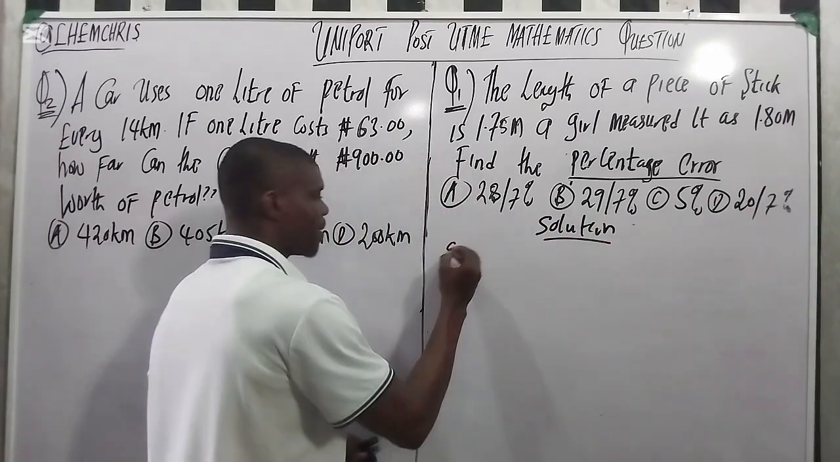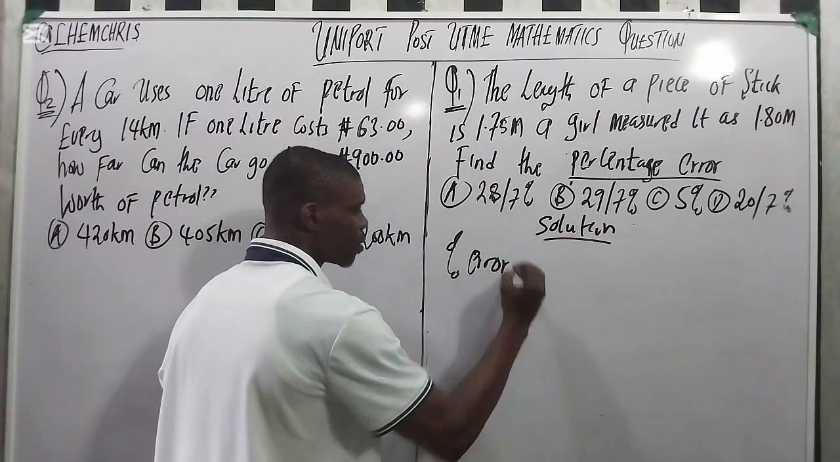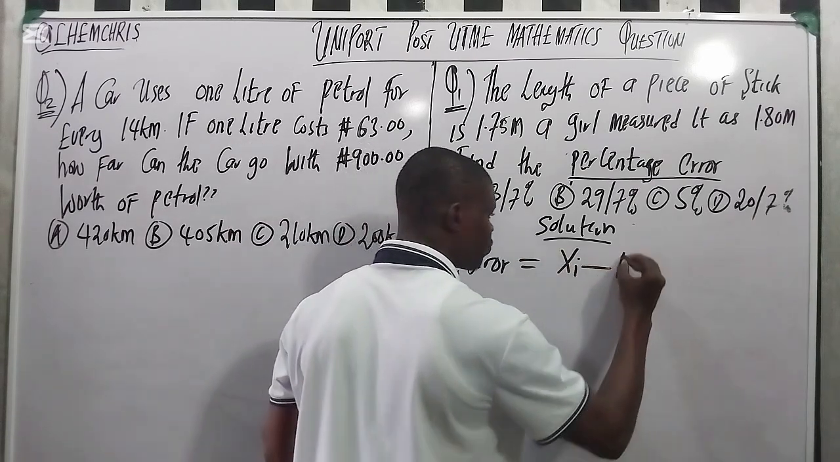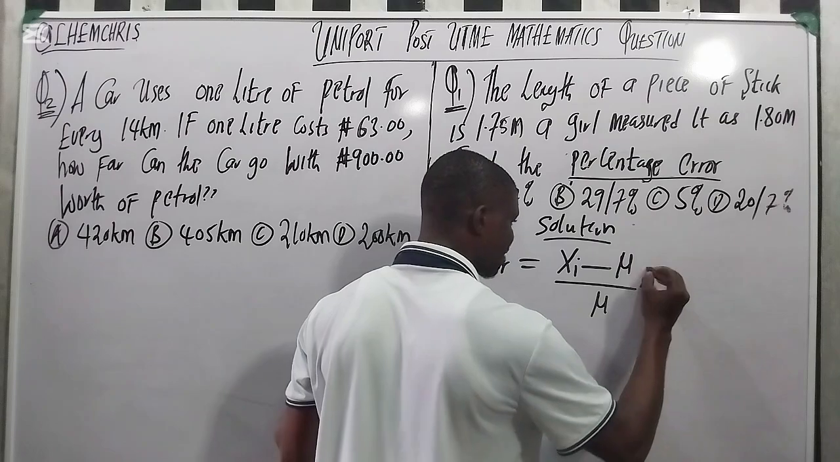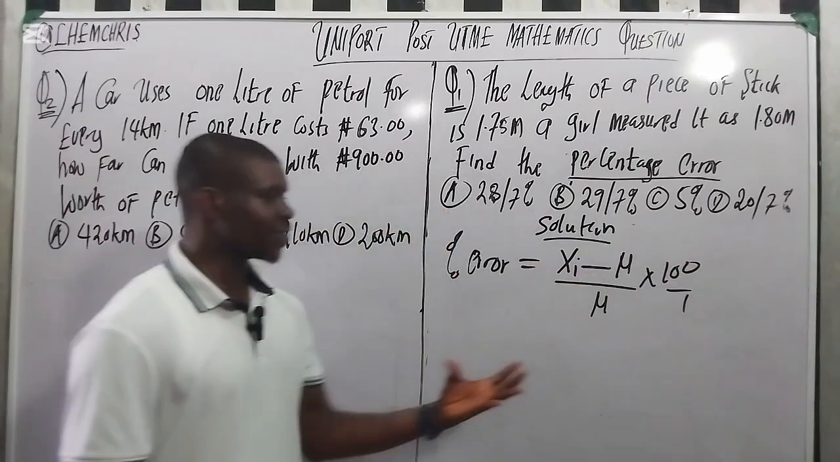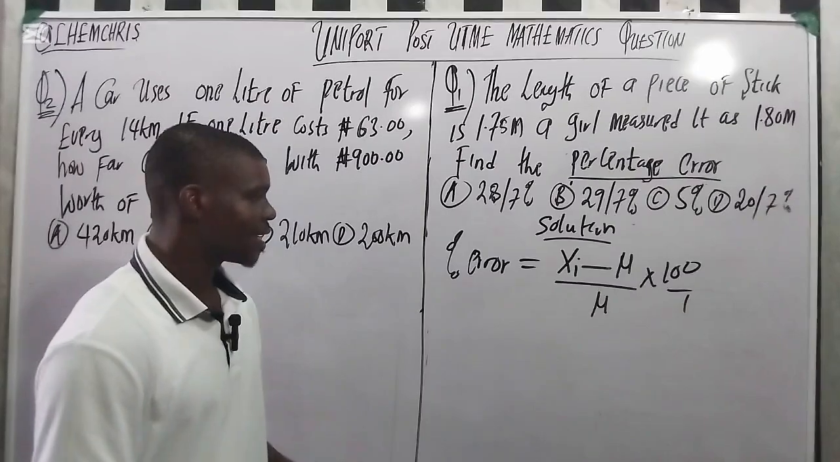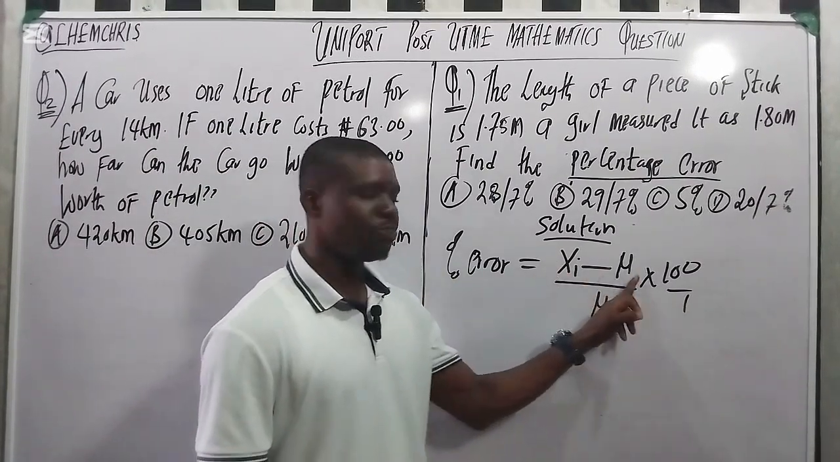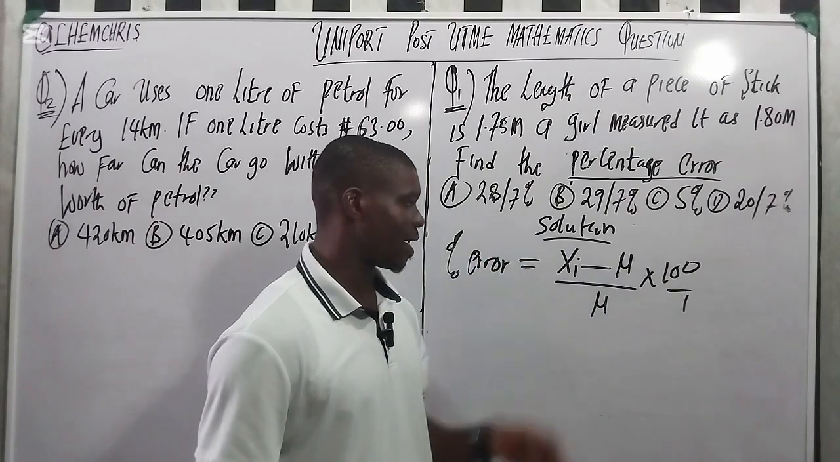When we talk about percentage error, percentage error is equal to what? Measured value minus true value, over true value, times 100 over 1. This is the formula you use. Percentage error equals Xi minus mu, over mu, times 100. What does it mean here?